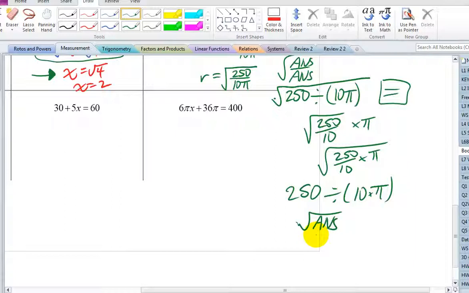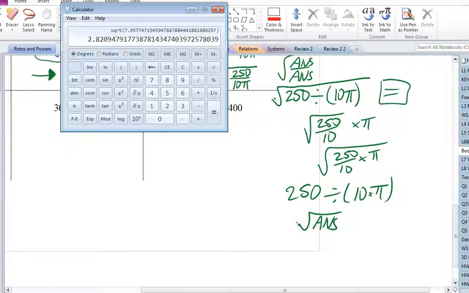Who has them? Come up, Jordan. Come on up real quick. Do you know where your ANS button is? Right there, green writing. Use alpha. Got it? Okay. So 250 divided by bracket 10 times pi. Where's your pi button? Pi bracket equals. Okay. Square root. The answer equals 2.82.